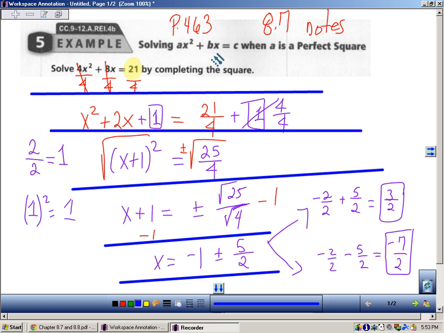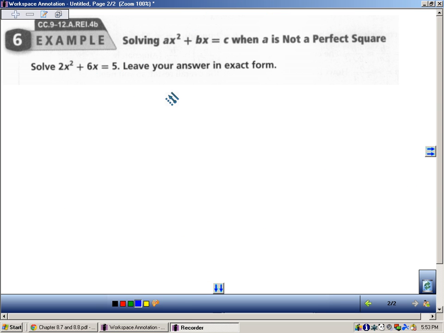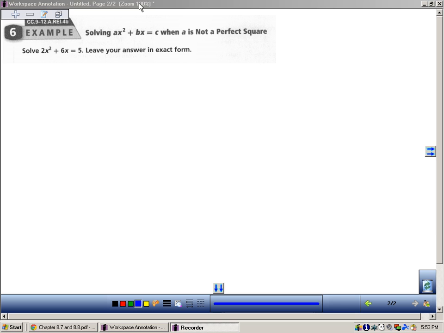The book does not show it this way, so I'll do another example. Example 6. Again, write what you can in the margins the way I write this information down so that you have an idea of how to solve these. So, again, we've got a coefficient of 2 in front of x squared, so we want to get rid of that. So what's the strategy? Divide each term by 2.